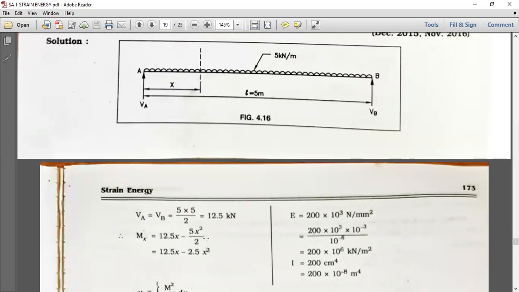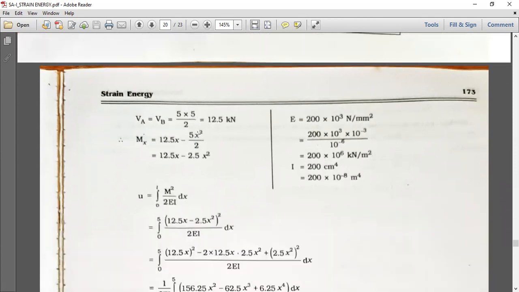Now, as we know, Mx is equal to 12.5x minus 5x square divided by 2, because at some point x we can find the strain energy. That's why the values are 12.5 into x and the other term w into x square by 2, which are the values for calculating the bending moment.